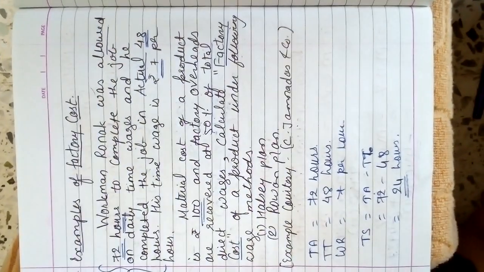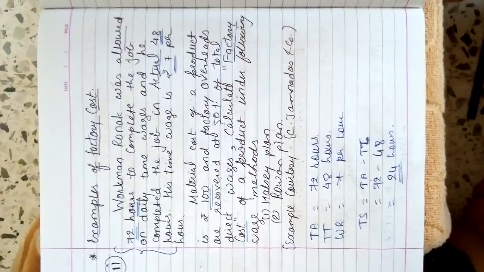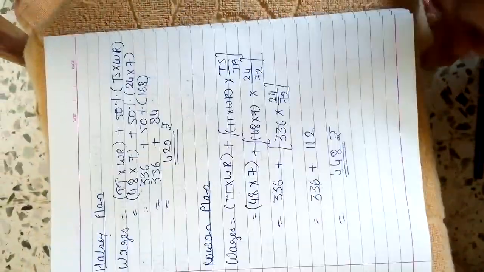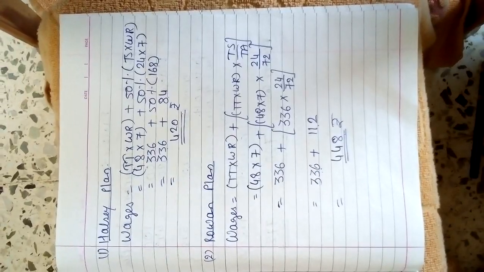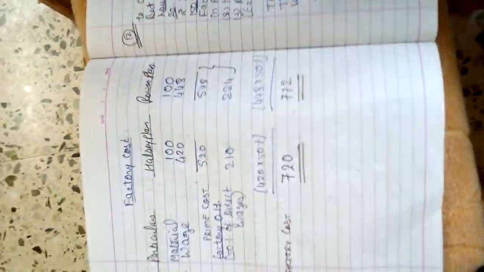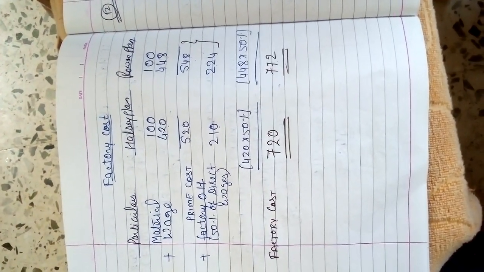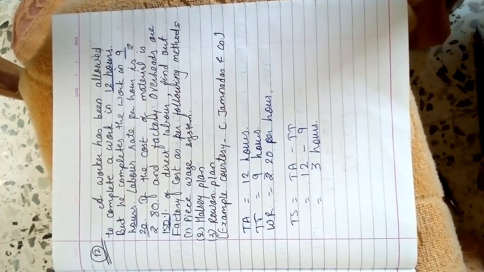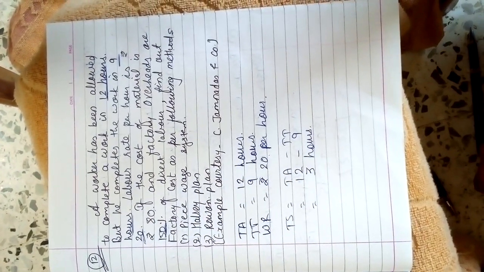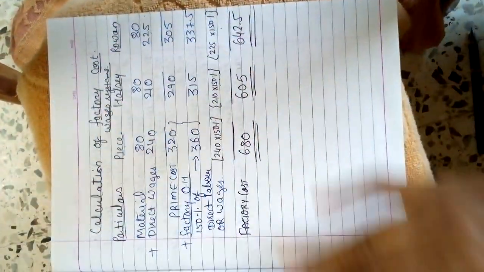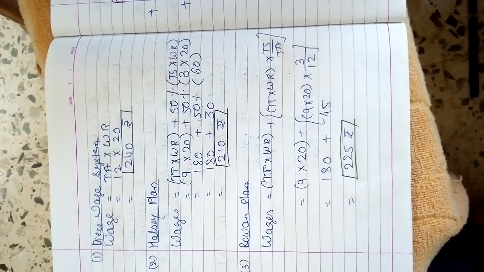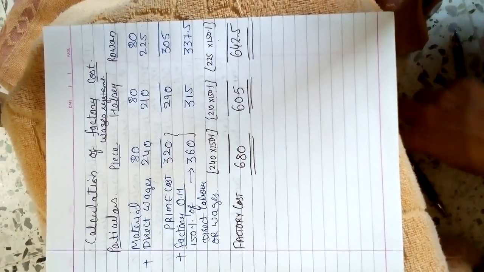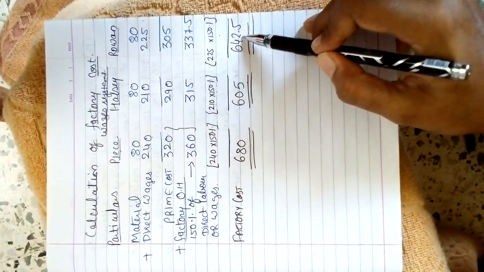See, this is the first example that we did today, first page, then second page, third page, factory cost, fourth page, fifth page, 6th page, right? So this last line is your final answer, right?